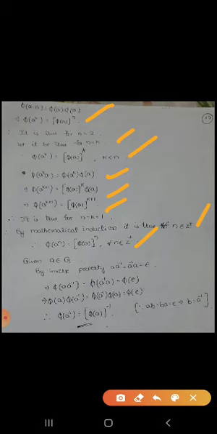Given a belongs to G, by inverse property, a into a inverse equals a inverse into a equals e. That implies phi of a into a inverse equals phi of a inverse into a equals phi of e. So that implies phi of a into phi of a inverse equals phi of a inverse into phi of a equals phi of e. So therefore phi of a inverse equals, we can write, phi of a whole inverse, by the inverse property.